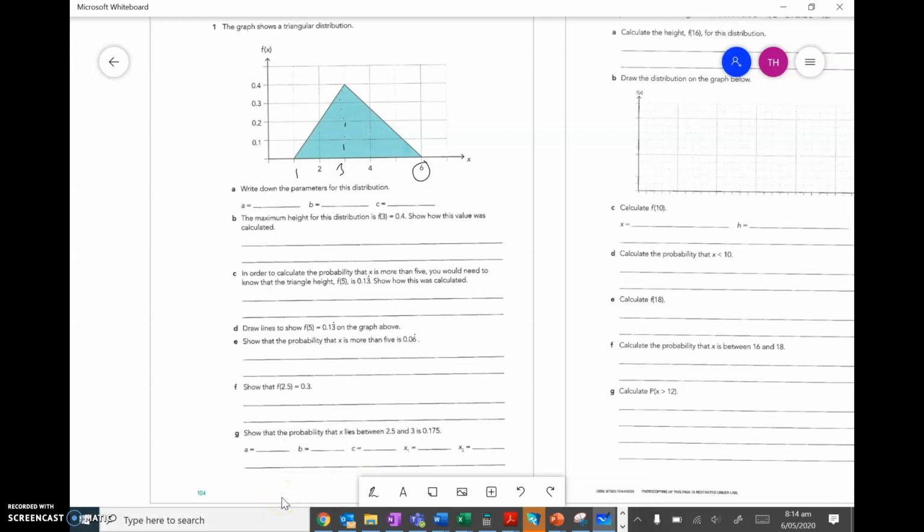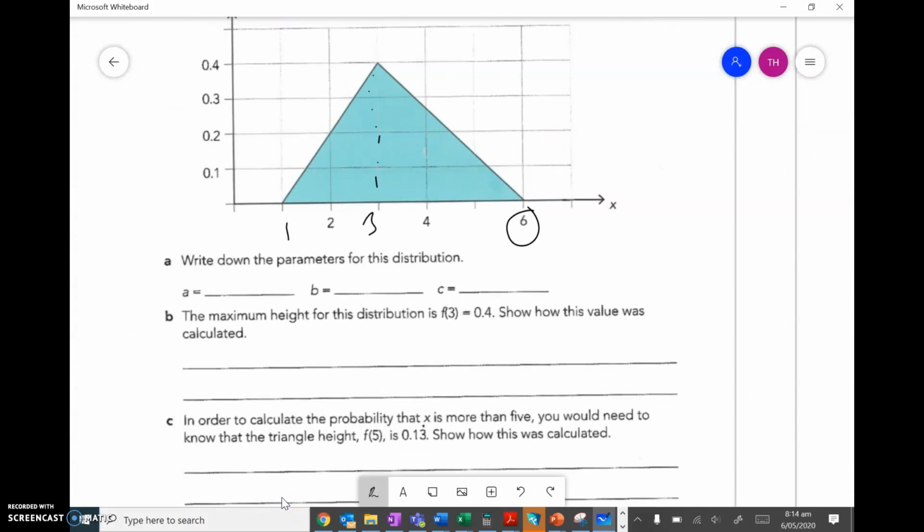So my A is 1, my B is 6, and my C is 3. People, make sure you don't go A, B, C. It's always A is the beginning point, B is the ending point, and C is the peak.